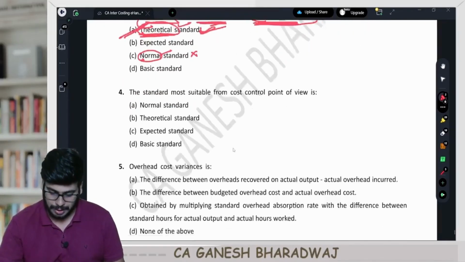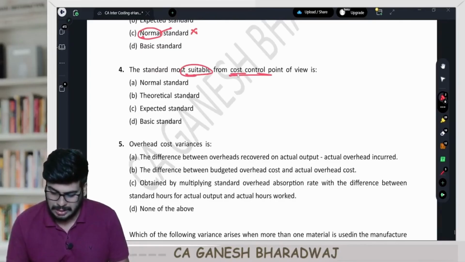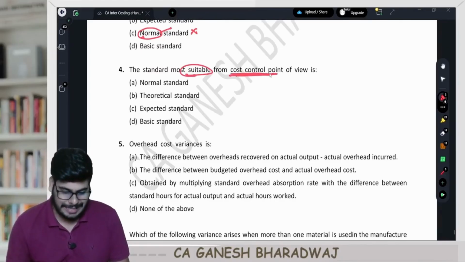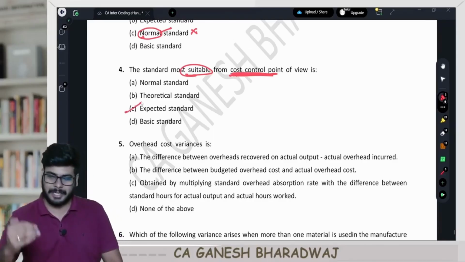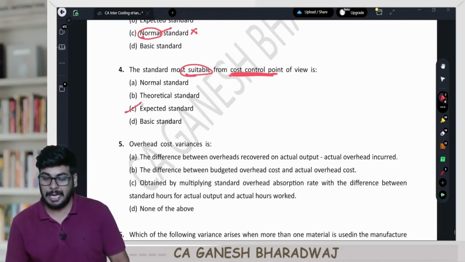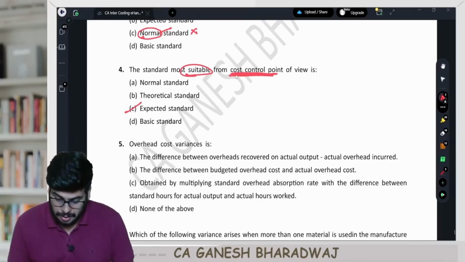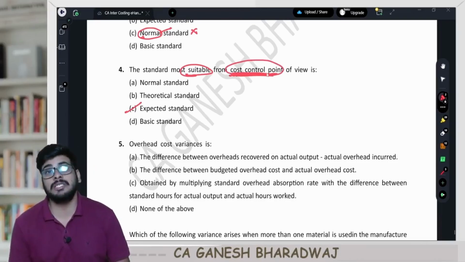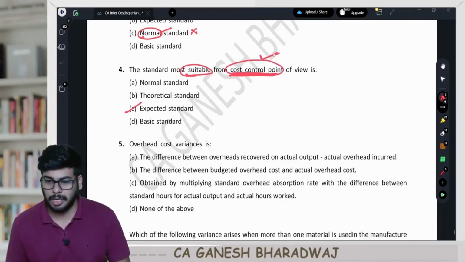The next one, fourth: the standard most suitable from a cost control point of view. The standard which is most suitable from a cost control point of view, I'll tell you, is expected standard. Certain things we will learn from the MCQs. These are theoretical points. Cost control. This chapter is all about what? Control objective.